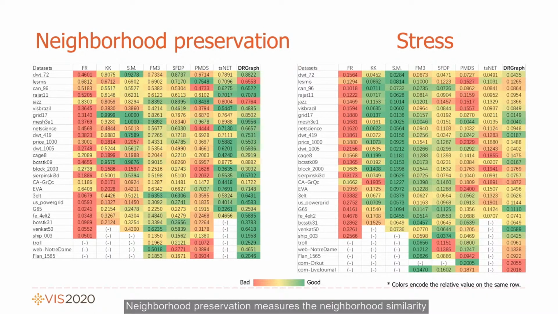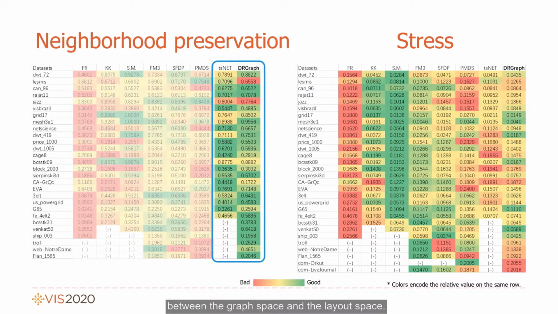Neighborhood preservation measures the neighborhood similarity between the graph space and the layout space. DRGraph and tsNET are superior to other methods in terms of neighborhood preservation due to the local structure preservation nature of tsNET. The gap of neighborhood preservation metric between tsNET and DRGraph is small, indicating that our method achieves a comparable layout quality.